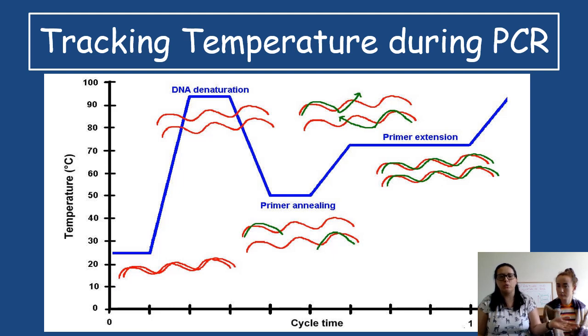They might ask you, why does the temperature drop to around, in this one, that's about 50 degrees Celsius? And for that one, it's so the primers can attach. Okay, they might ask you, why does it then rise to about 70 degrees Celsius? And that is the optimum temperature for your DNA polymerase.